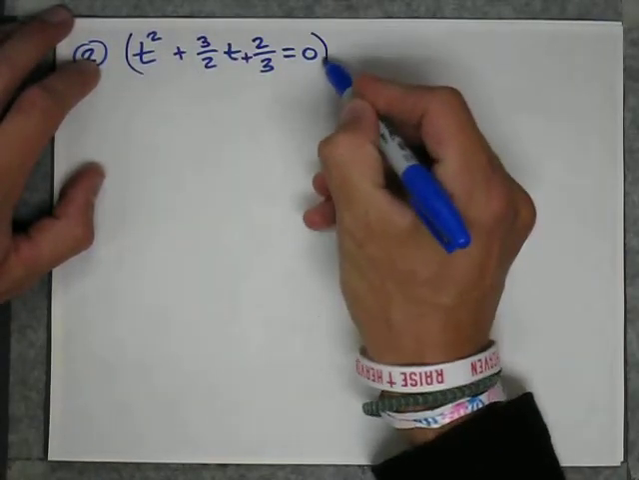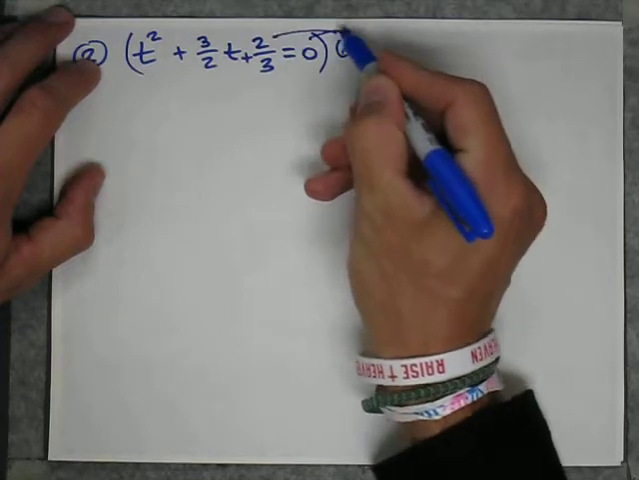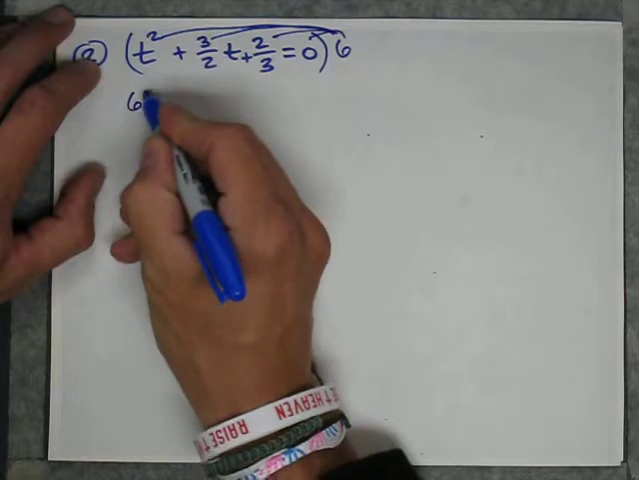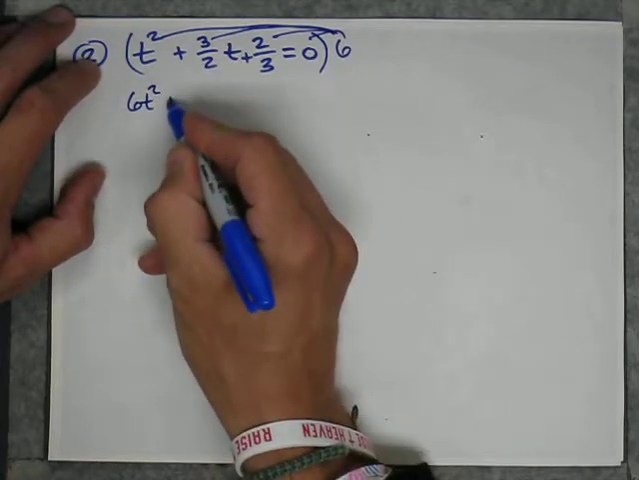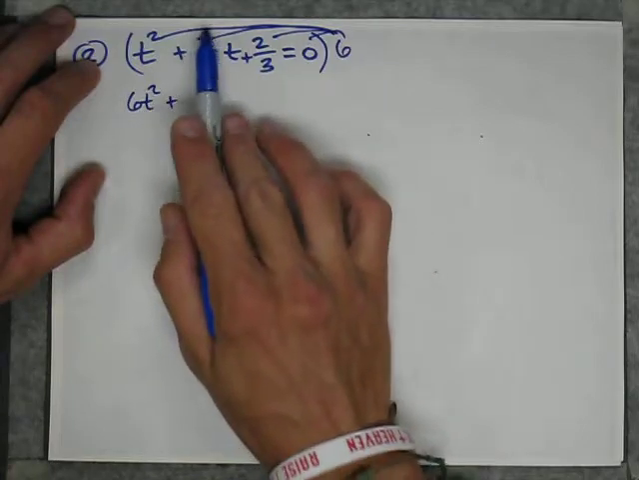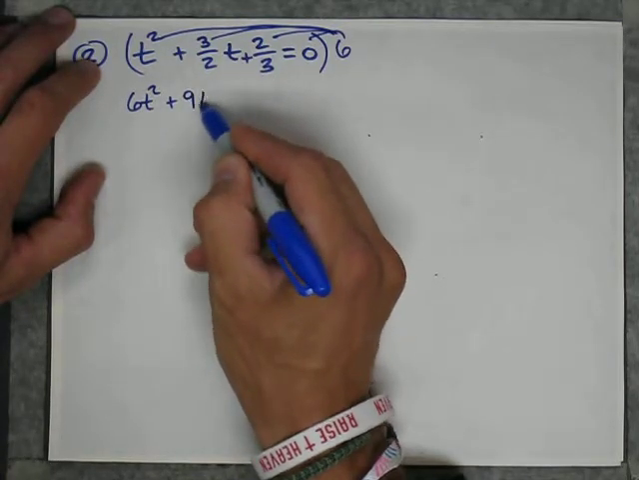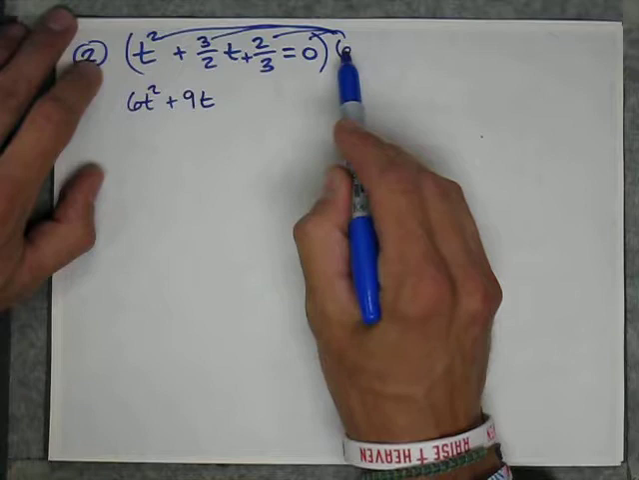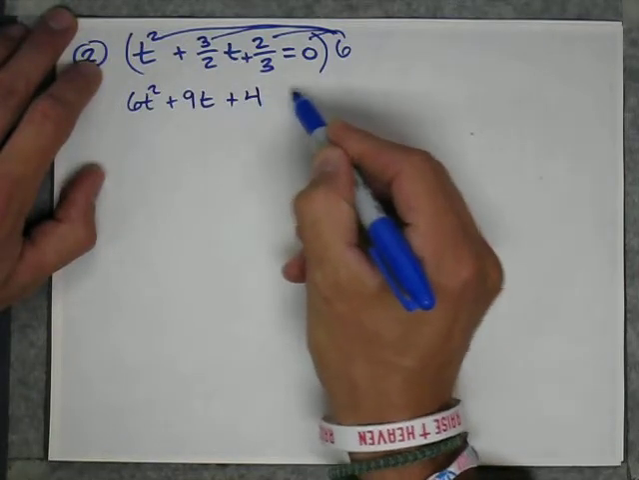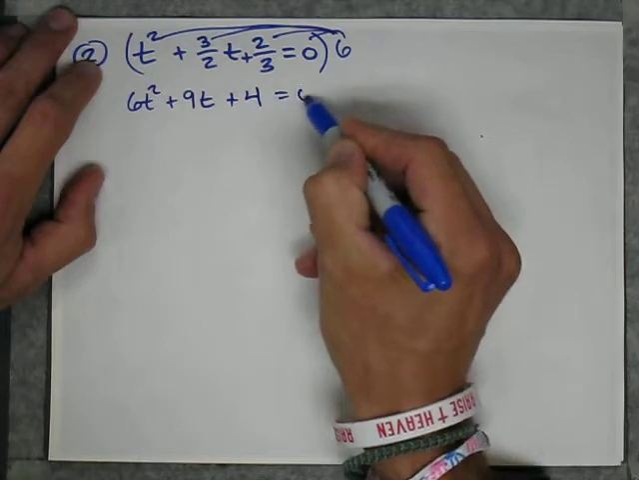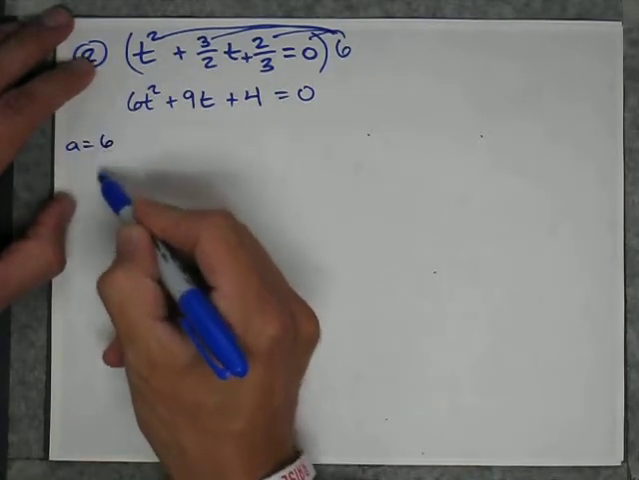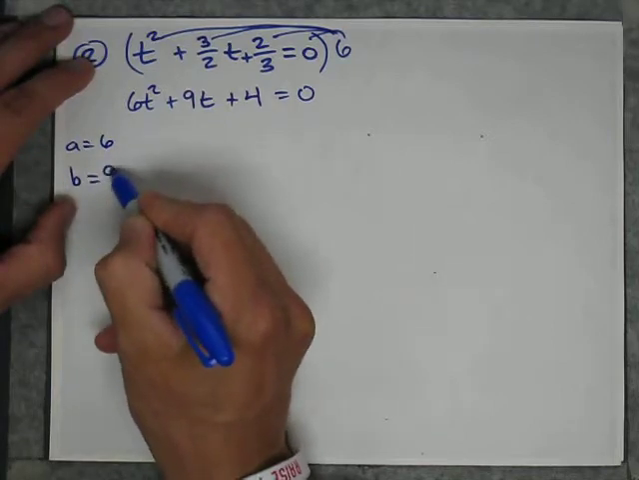So we're going to multiply the whole thing by 6, distribute it in. When we distribute that in, we get 6t squared plus, okay, 2 goes into the 6 3 times. 3 times 3 is 9t. 3 goes into 6 twice. 2 times 2 is 4. And then 6 times 0 is 0. So now our A is 6, our B is 9.